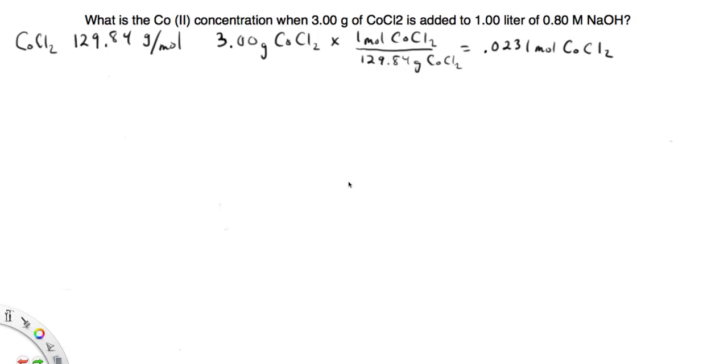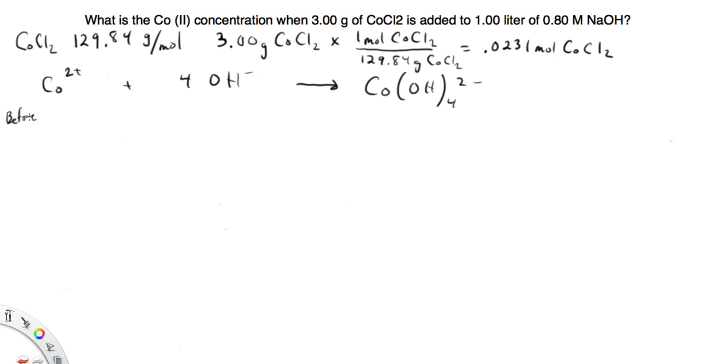What is the cobalt-2 concentration when 3.00 grams of cobalt-2 chloride is added to 1 liter of 0.8 molar sodium hydroxide? All right, well, what's going to happen is the cobalt-2 is going to react with 4 hydroxides, and it's going to produce the complex ion with 4 hydroxide ligands. So we need to set up the chemical reaction first. That will be first, and then we will do the equilibrium reaction.